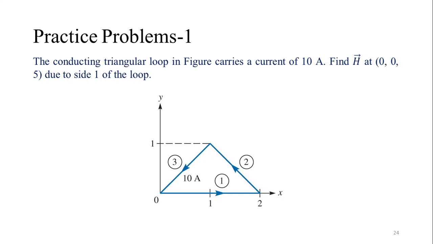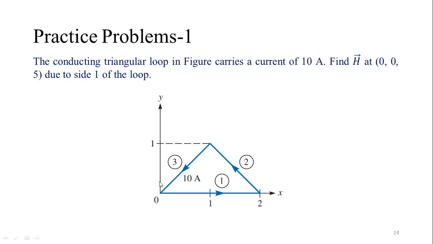Now let's solve some problems based on current carrying thread conductor. The conducting triangular loop in figure carries a current of 10 amperes. Find H vector at (0,0,5) due to side 1 of the loop.